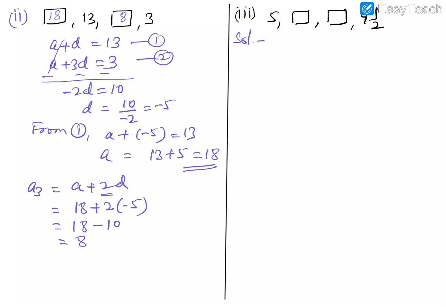In third part, first term of the AP is given as 5 and fourth term is given as 9.5. So we can write a is equal to 5 and fourth term is given by a plus 3d, and this is 9.5. So again we get a pair of linear equations in two variables, though the value of a is already known.